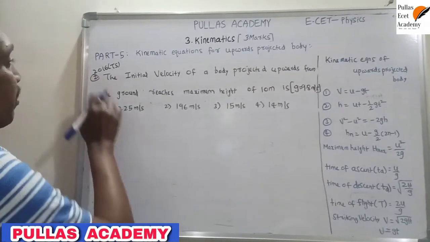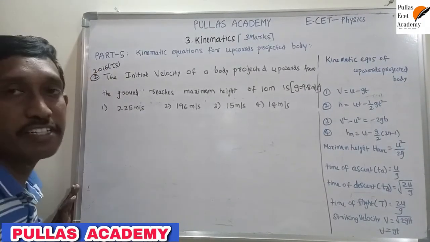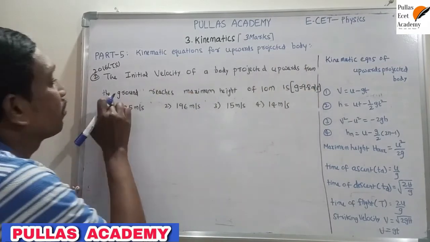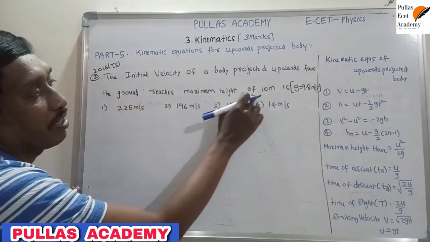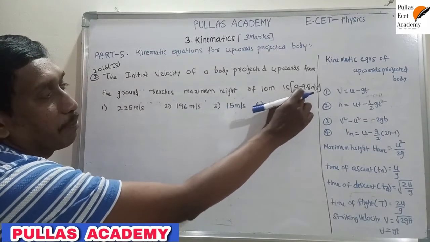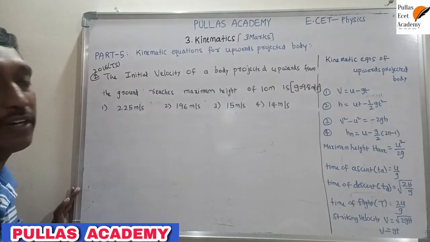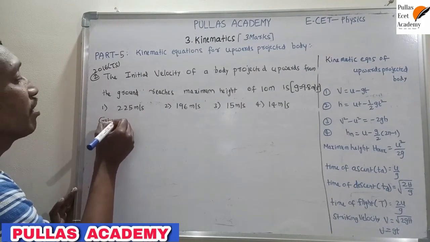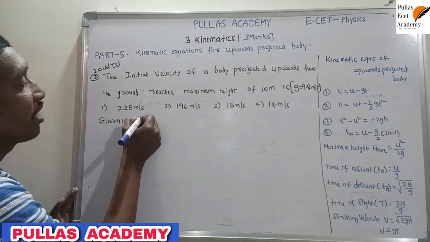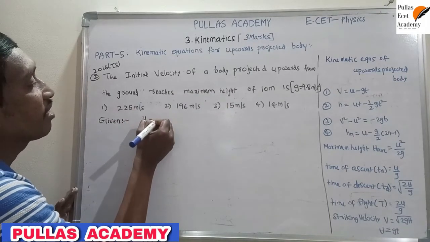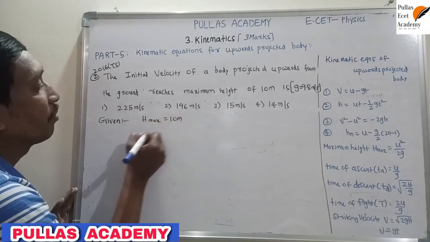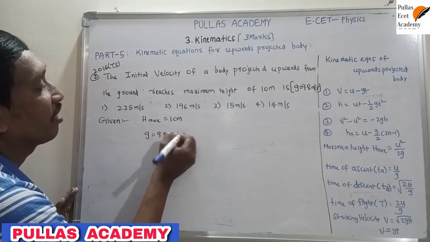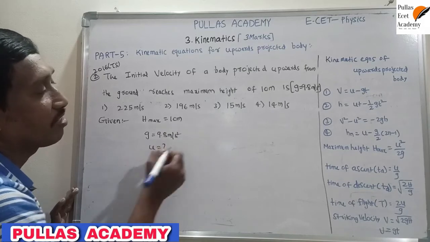The next question was repeated in EAMCET 2016 TS paper. The initial velocity of a body projected upwards from the ground that reaches a maximum height of 10 meter is, within the bracket given, small g value is 9.8. So the initial velocity is asked. What are the given values here? The given value is maximum height, h max is 10 meters. And one more given value is small g, 9.8 meter per second square. What is asked? Initial velocity.